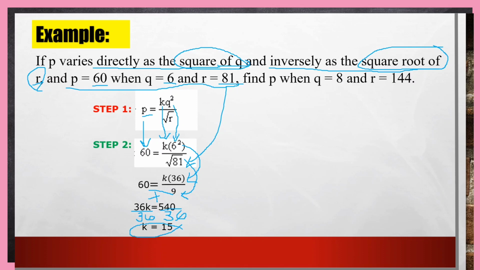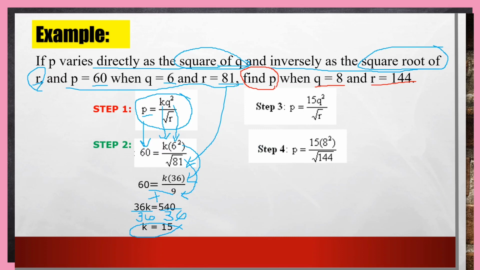Then using the mathematical equation, p is equal to k, q squared all over square root of r, let us substitute the value of k, which is 15. So the new equation is P is equal to 15Q squared all over square root of R. Then let us find the missing, so the missing is P. So let us find P when Q is equal to 8 and R is equal to 144.